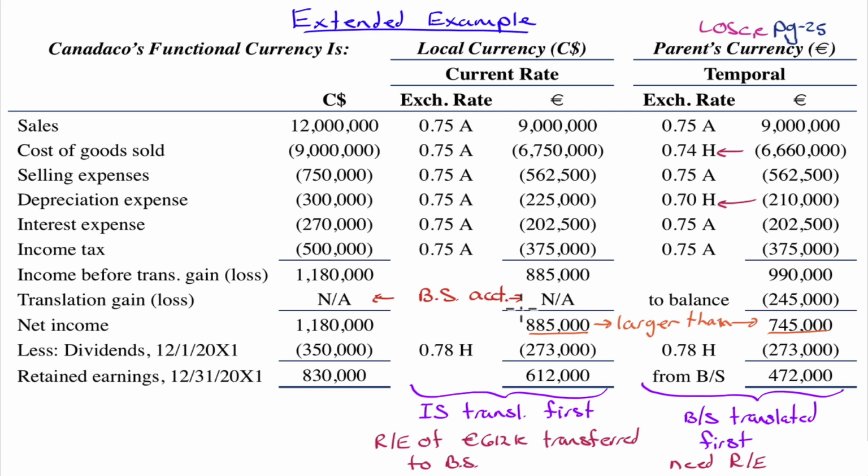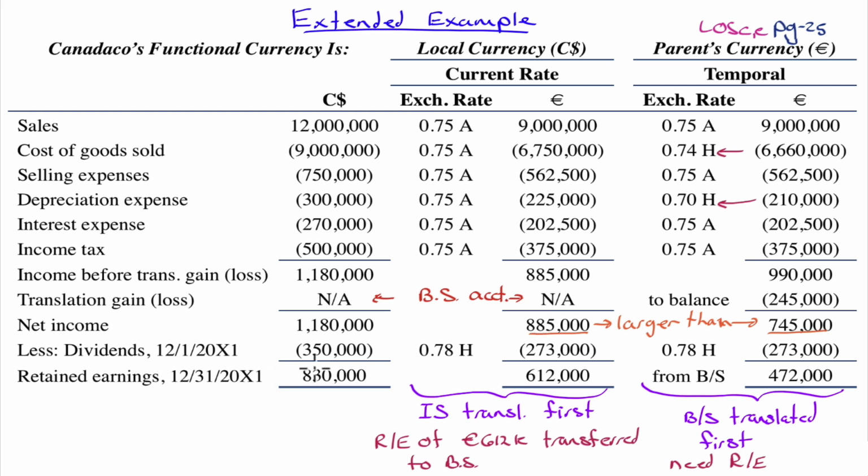The translation gain or loss, where is it? Well, it doesn't show up on the income statement under the current rate. It's a balance sheet account. We can just ignore it. So there's no volatility in net income period to period because of these translation gains. It's a clean number. Remember that. It's a clean number. So our net income after translation gain is exactly what it is before because it doesn't matter.